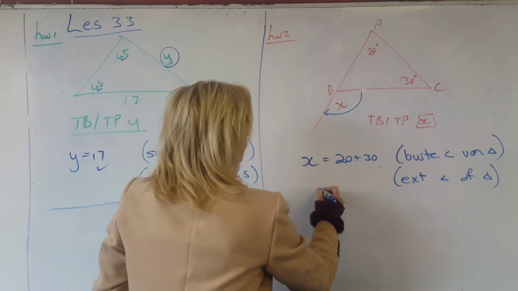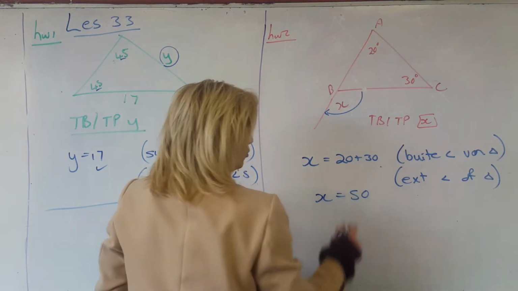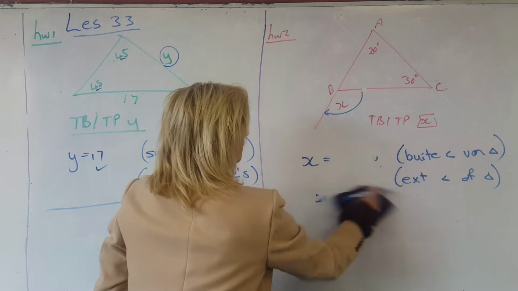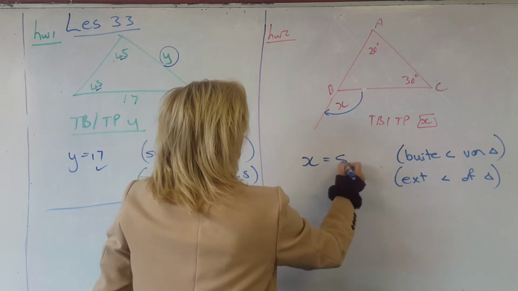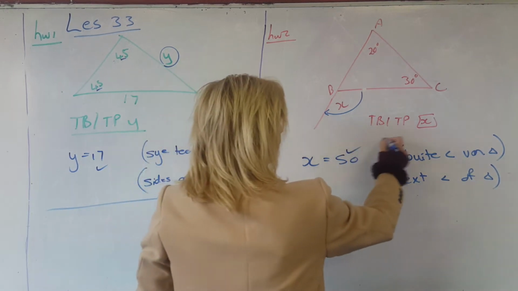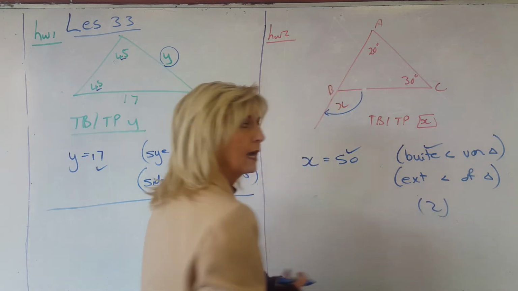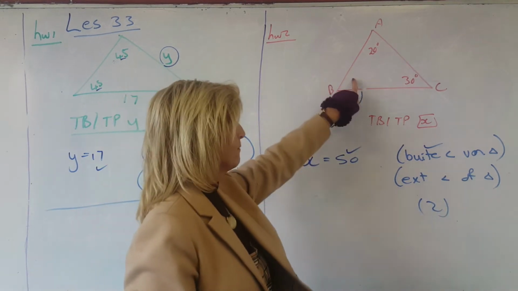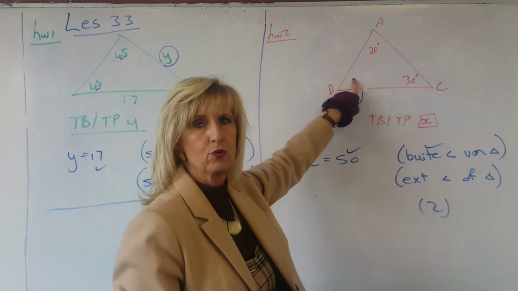So, then the answer for x would just be 50. Maar kon ek nie nou maar net gesê het, dadelik 50 nie. And that would be perfect for 2 marks. Kry vir x, jy het vir x. Could I have gotten this angle here? Ja, natuurlik kon jy hom gekry.